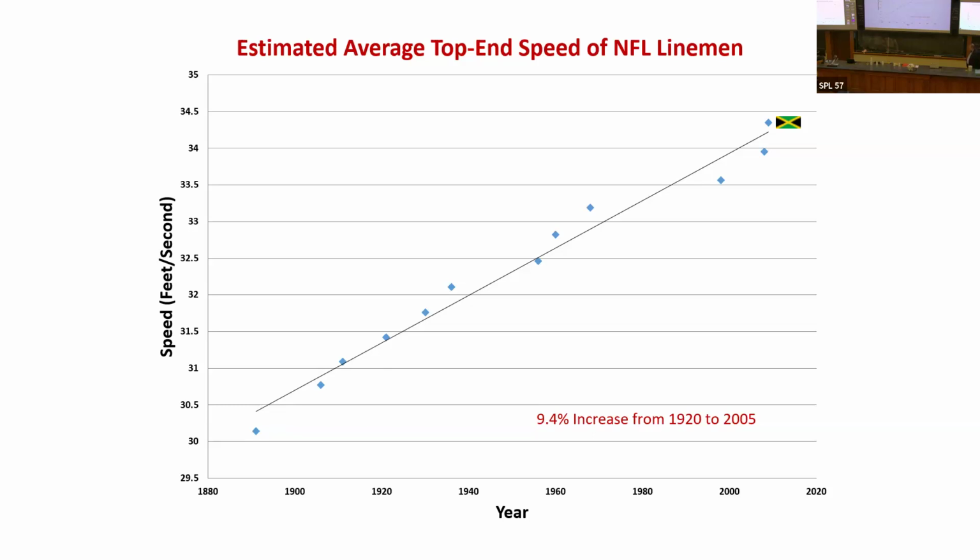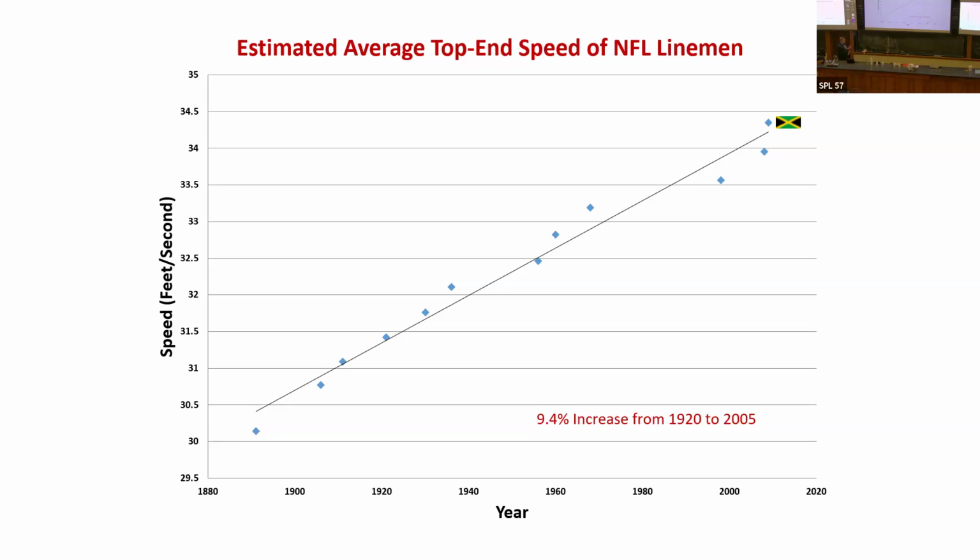So the best thing we have is the world record speed in the 100-meter dash, which is readily available. This is in feet per second because my editor made me do this. It starts at nominally 30 feet per second and moves up to something like 34 feet per second. Now, this is world-class sprinters. Of course, linemen aren't as fast as world-class sprinters, but the idea is their percentage increase should be roughly the same. And the world-class sprinters have come up by about 10%.